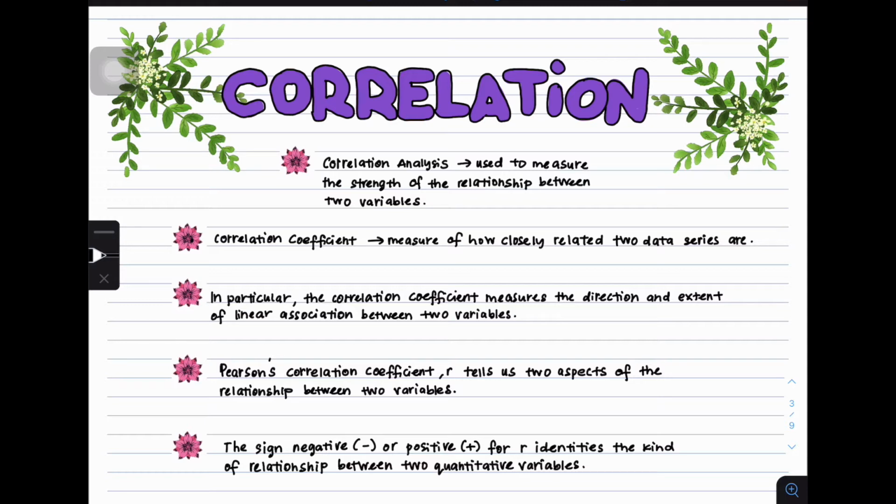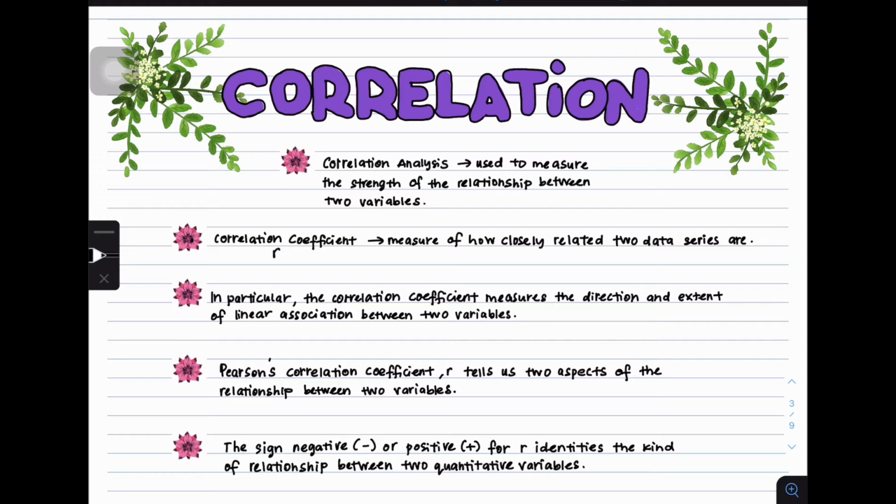Okay, so correlation coefficient, we have one correlation coefficient which is symbolized as R. Okay, R ni adalah correlation coefficient. Correlation coefficient ni is used to measure of how closely related two data series are. Okay, so kita akan measure the value of R to visualize how close both of the data is. Maksudnya kalau dia relate, sejauh mana dia berkaitan di antara satu sama lain.